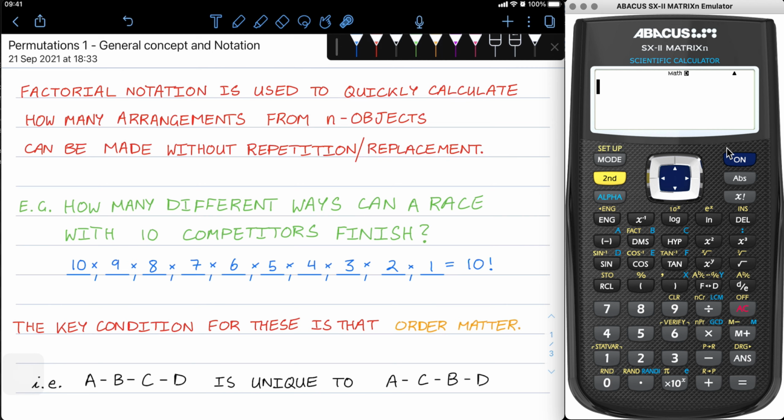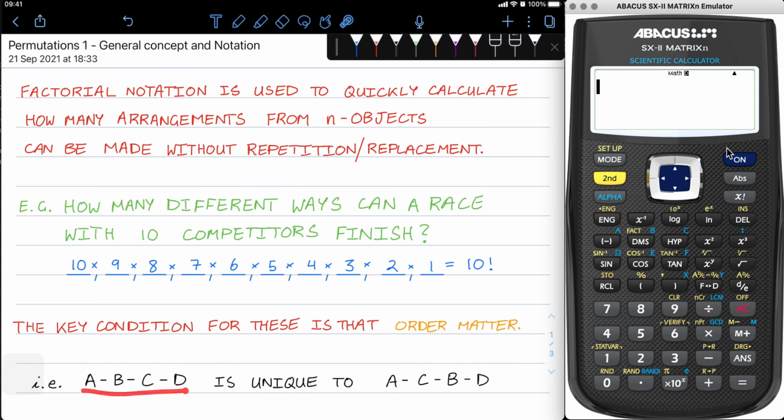A key condition that I'd like to draw your attention to is that in pretty much every single example we've done so far, order matters in how we've arranged them. So for example, let's say this is the race here. Adrian coming first, Bob coming second, Charles coming third, with Dave coming fourth, is different from Adrian coming first, and then Charles second, Bob third, and Dave fourth.